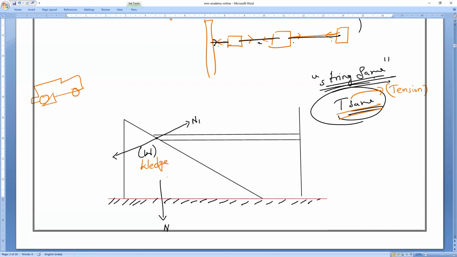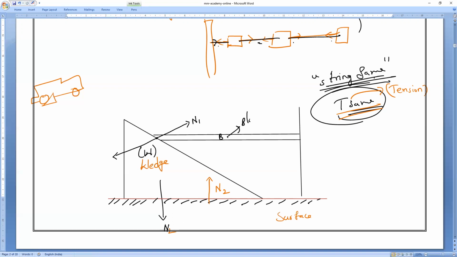In the same way, the wedge is exerting a force on the surface. Let me call it N2. Then the surface will also exert a normal force on the wedge, which we also call N2. Do you understand what I'm saying? Clear? Now, this is a block.